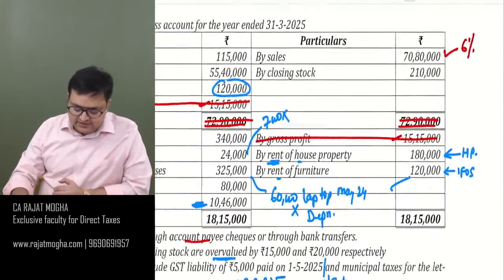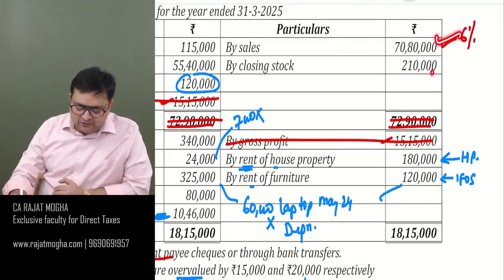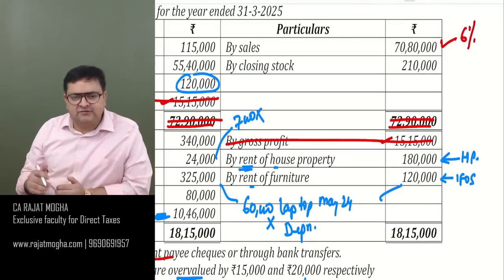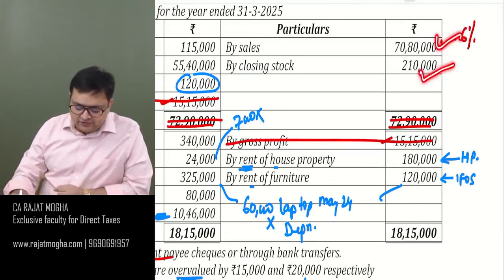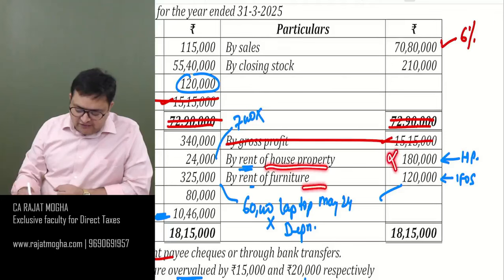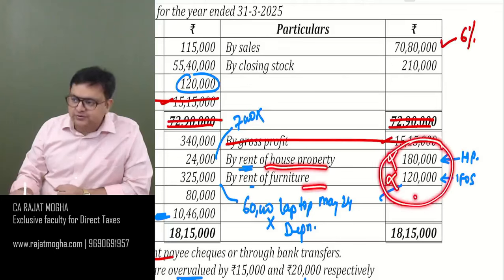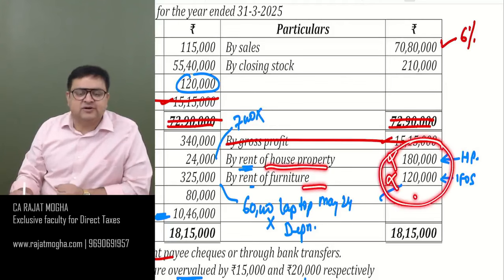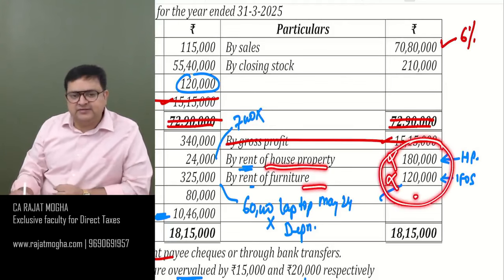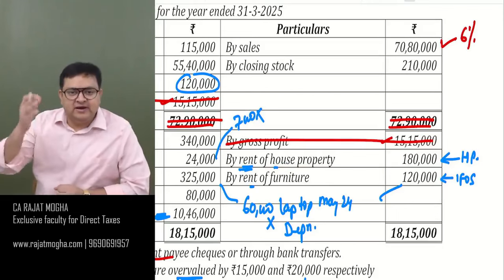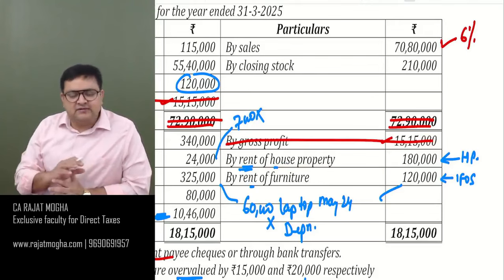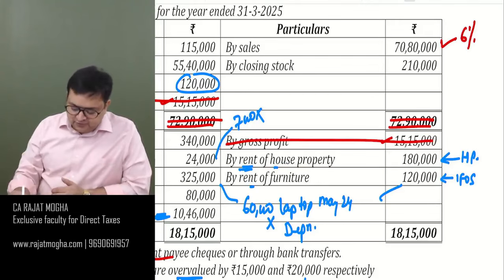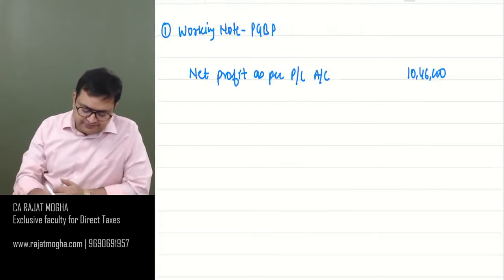Step 3, sales we are okay, closing stock we are okay. Although for closing stock there is an information, but that we'll see in step number 4. Rent of house property we are not okay. Rent of furniture we are not okay. So we'll delete these 2 because this is not PGBP. Everybody agree? This is my step 3. What is step 3? I'll look at my income side. Whatever is my PGBP or deemed PGBP, we are okay. Anything which is not my PGBP, I'll delete it. So I'll delete this 180 and 120.